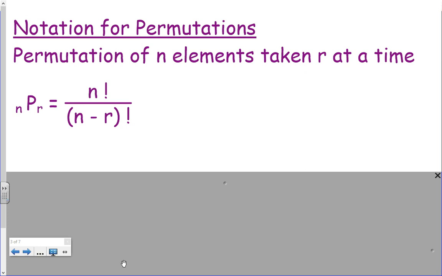In fact, that's what we just did on that previous example, where we were taking 4 letters and picking 3 of them. It was n factorial, which is actually 4 times 3 times 2 times 1, divided by n minus r, which is 1 factorial, which is equal to 1. So n factorial divided by n minus r factorial. That's our formula that we'll use to do a permutation.